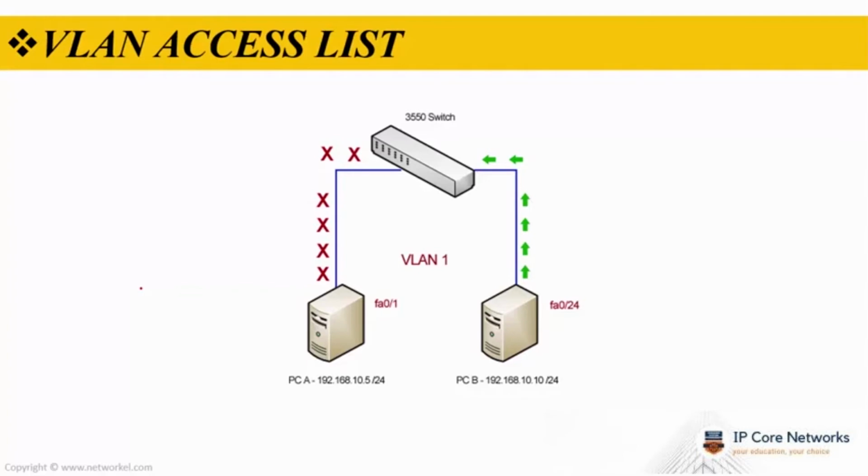And let's take a look at the VLAN access list too. VLAN access lists, also known as VACLs, are used to filter traffic within the same VLAN. That's a very important point. Same VLAN.